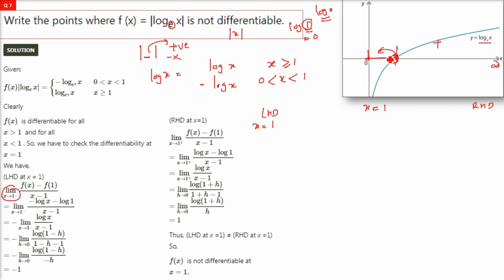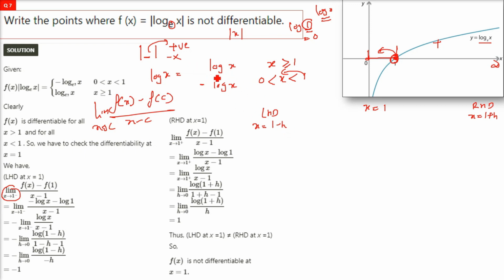So if we are on the left hand side of 1, or we are on the right hand side of 1, we take 1 minus h and 1 plus h. So when you are on the left hand side of 1, what function are you going to use? It's going to be negative log x. The derivative, or you can say differentiability test, is f(x) minus f(c) by x minus c, limit x tends to c. This has to be a uniquely finite value.